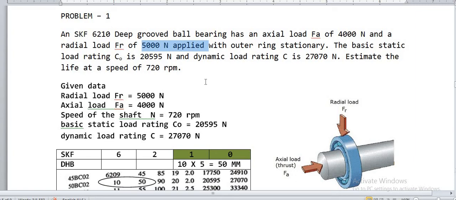When the manufacturer's catalog is given, we need to calculate the life of the bearing. So either way, problems will consist of two kinds. One is, if the life of the bearing is given, you have to select the ball bearing. The other is, if the ball bearing number, series and manufacturer's catalog data are given, then we need to calculate the life of the bearing. So problems will be either way.